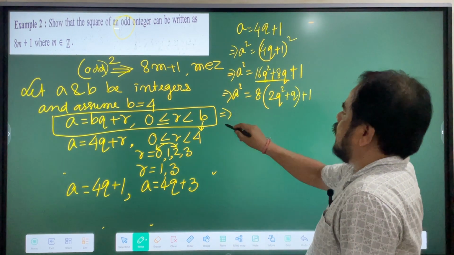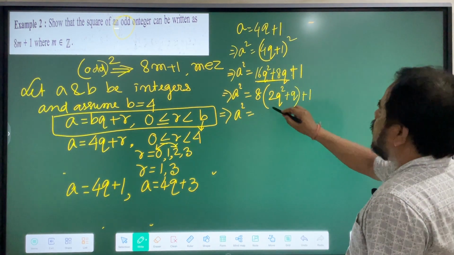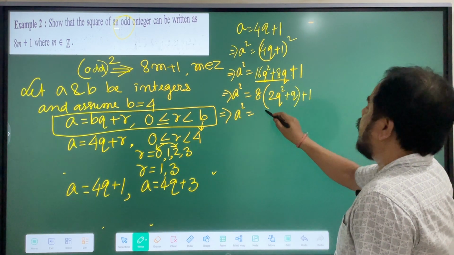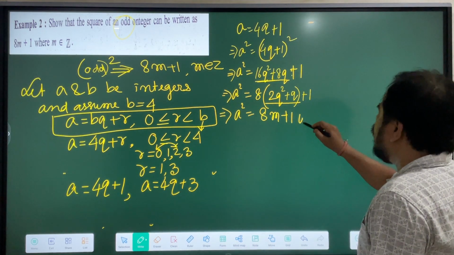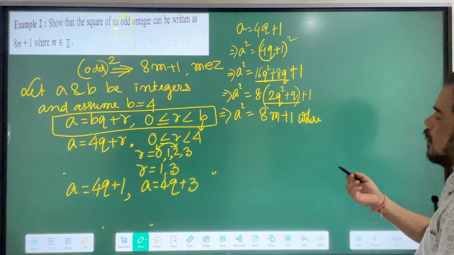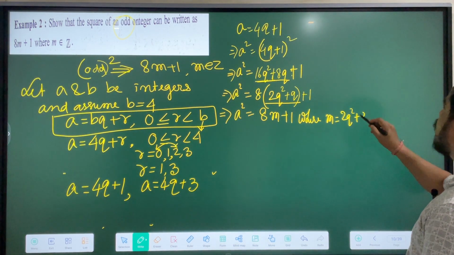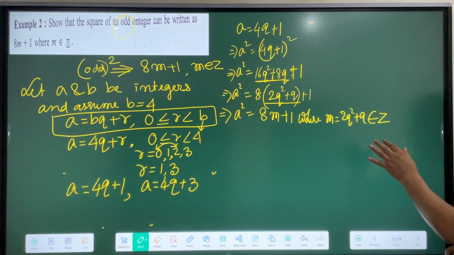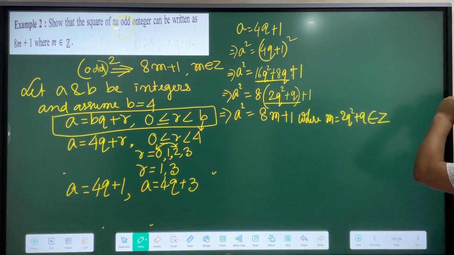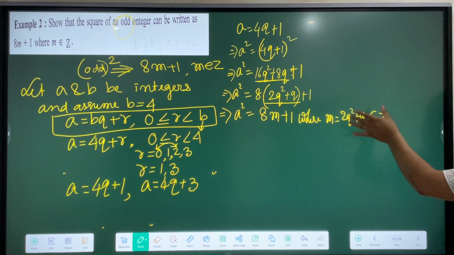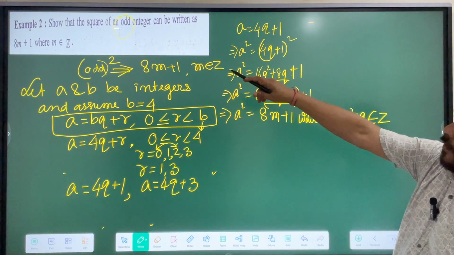Very easy. We have to make it whatever is given in the question, but whatever we take, there should be Q, because Q is an integer. In place of 2Q square plus Q, I have written M, so M plus 1. There is nothing to learn here. Where M is equal to 2Q square plus Q, which belongs to Z. This must be, because Q is an integer. Whatever you do, squaring, multiplying, adding, that result will always be an integer. So 8m plus 1 we have got.